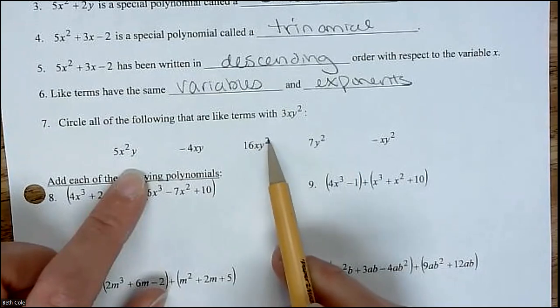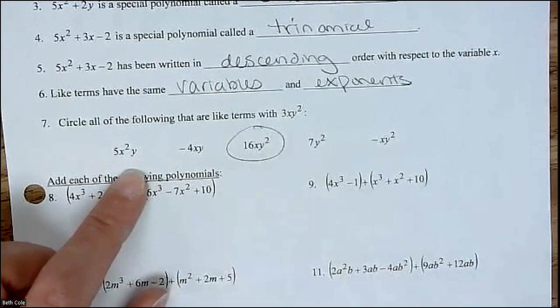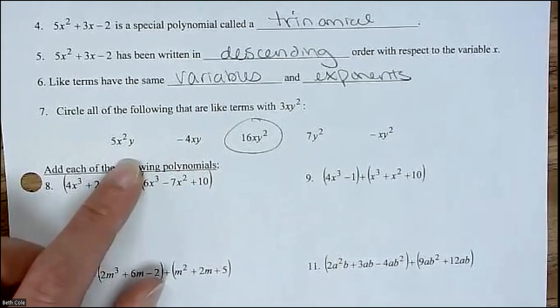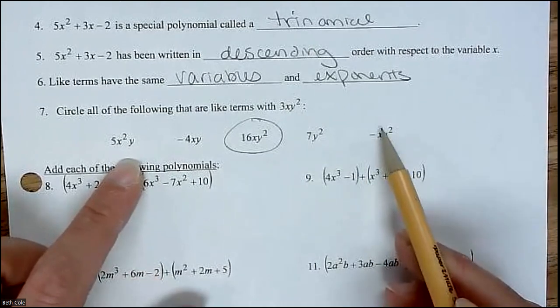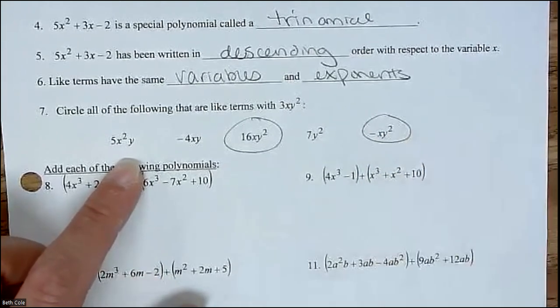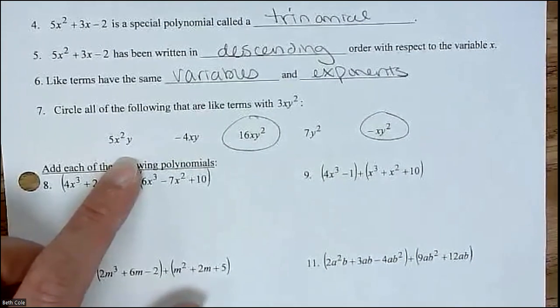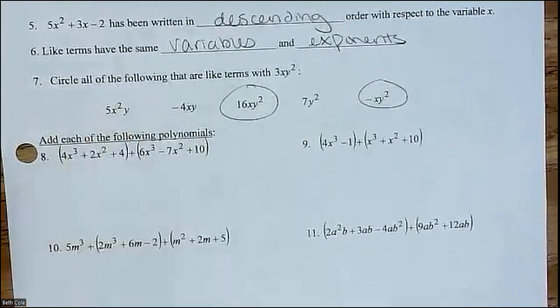Do you see how this is an x and a y squared? So we want that one. And then there's actually one more. Yeah, the last one. This is a -1xy squared. So you just need to find the ones that match exactly. That's all that there is to it. Beyond that, you're just adding them up.